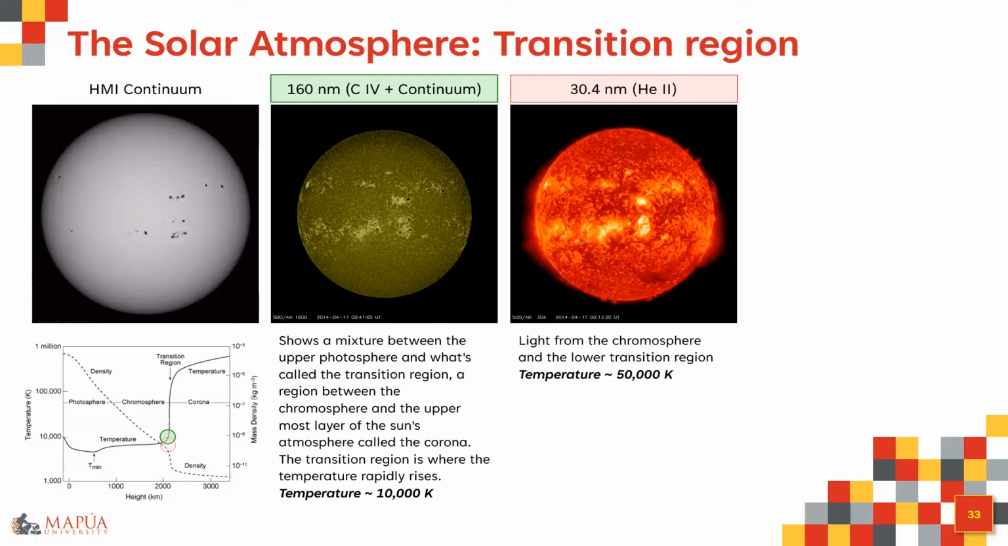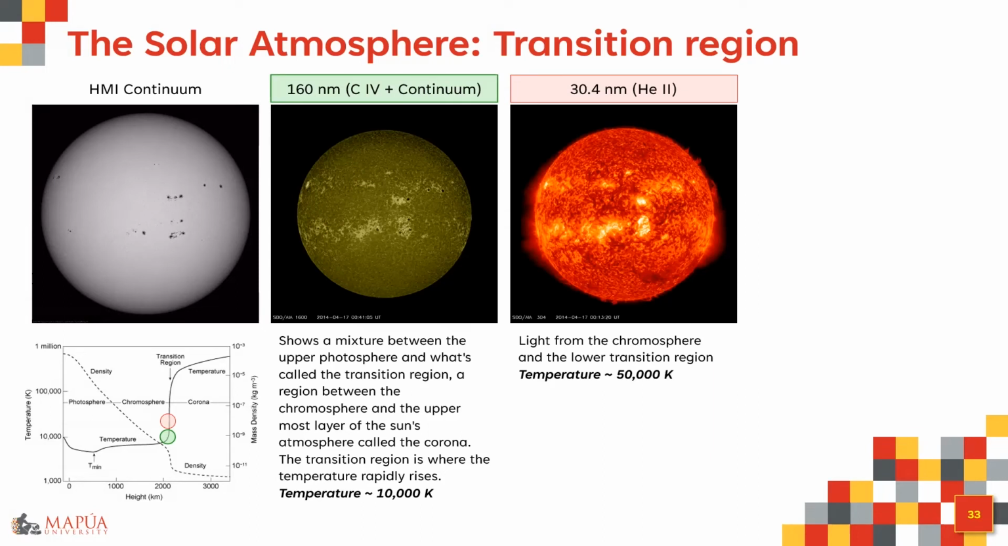A little bit higher than that, with a lower wavelength and higher energy, is 30.4 nanometers. This is an extreme UV emission that corresponds to helium-2 emissions. The temperature of this region is about 50,000 Kelvin. So it's about here. This is part of the transition from the chromosphere to the lower transition zone. If we want to observe the lower transition zone and the chromosphere, the sun would look like this.